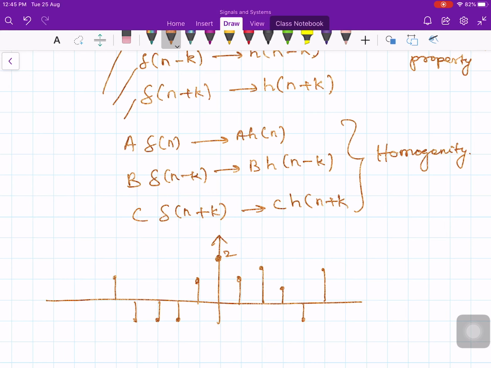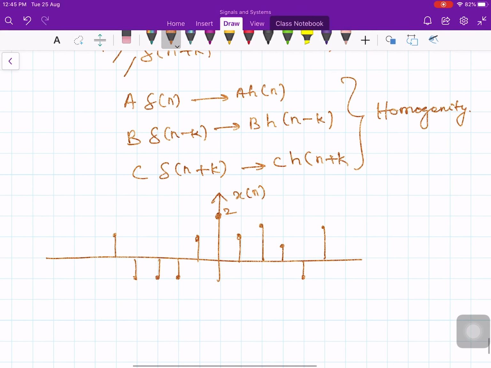Now what is this signal alone? This is x of 0. What is x of 0 here? It is equal to 2. Let me write down the value first. This is 2, this is 1, and this is 1.5, this is 0.5, and this one is minus 0.5, and this one is 1.5, and here this is 1, minus 0.5, minus 0.5, minus 0.5. This is my signal x of n.